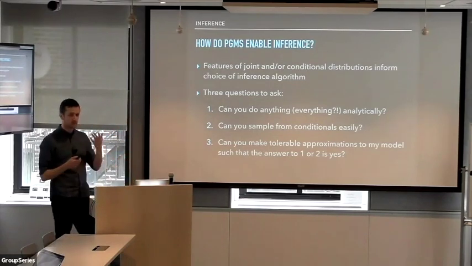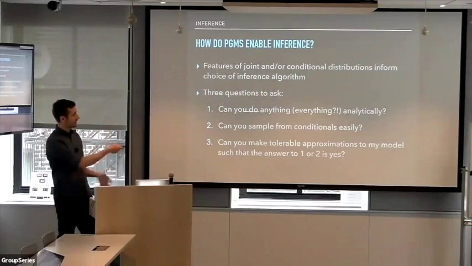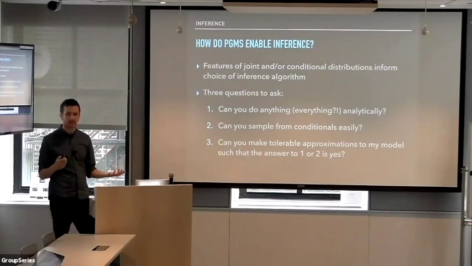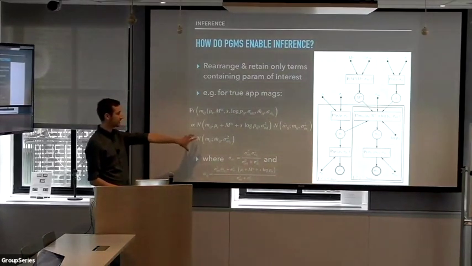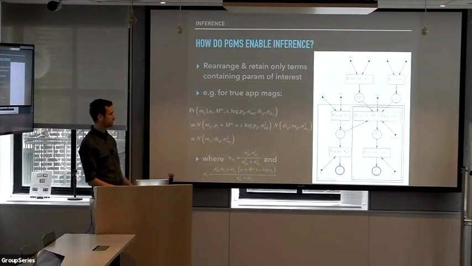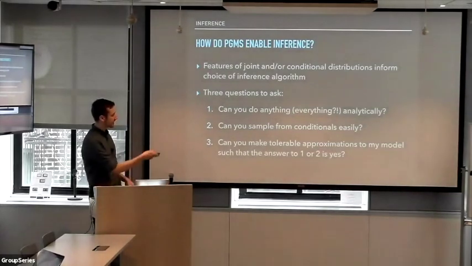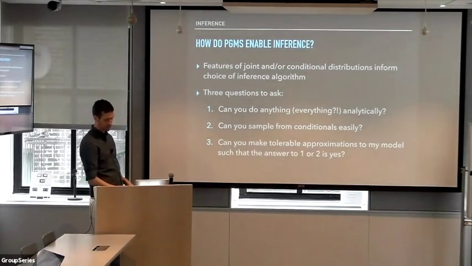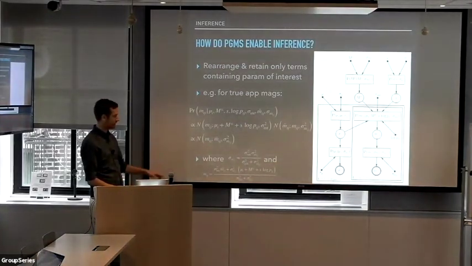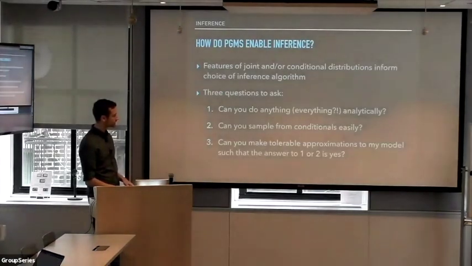Essentially there are three questions that you need to ask yourself. The first, which Mehmet was kind of mentioning, is: can you actually do anything analytically? This little simplification here is showing you that in this case, you've actually got a chance of doing that. The second question is: can you sample from these conditionals easily? In this case, you clearly can, because it's just a normal.